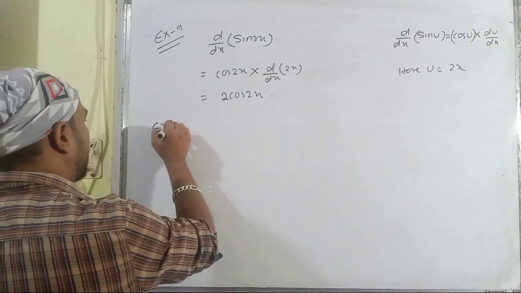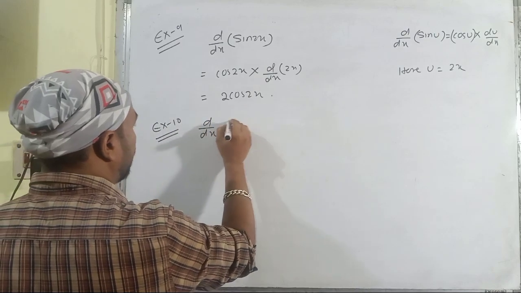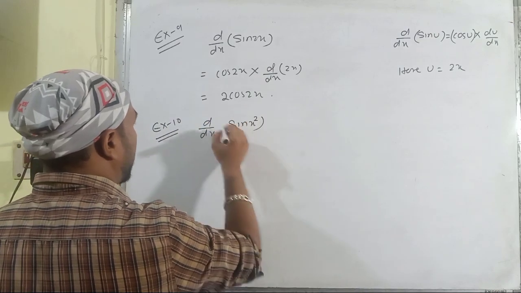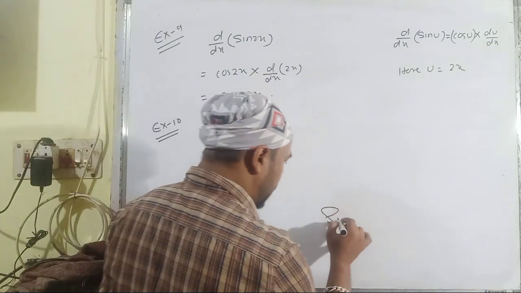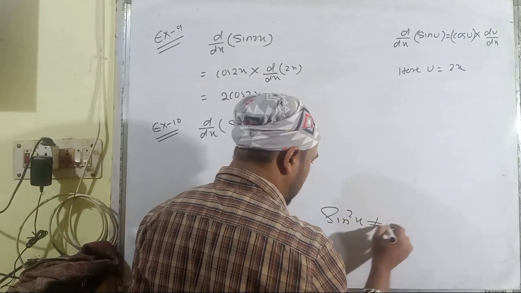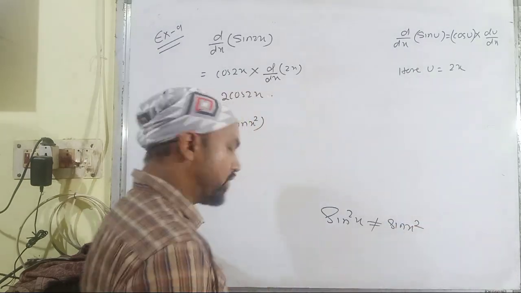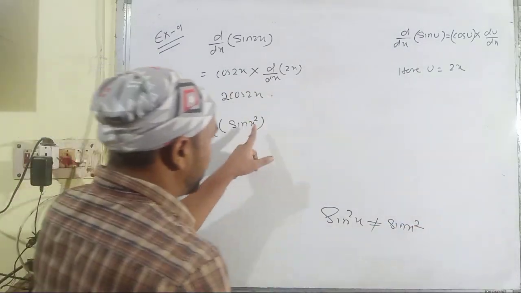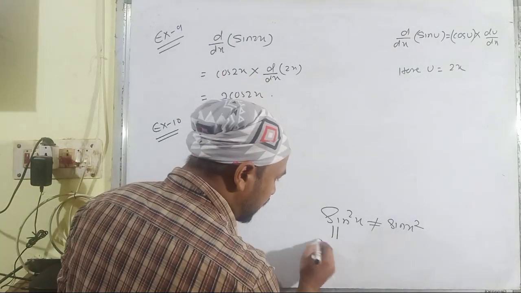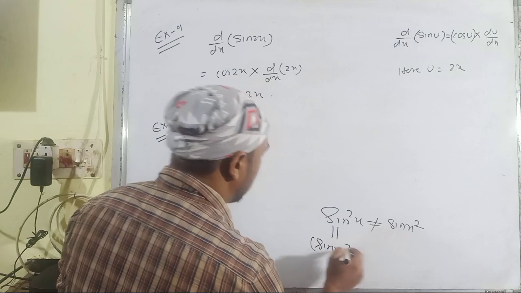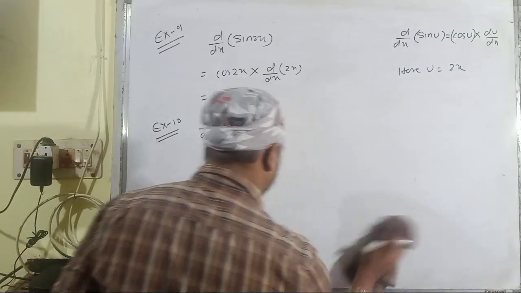Then example number 10, differentiation of sin x square. This is not sin square x, because sin square x is not generally equal to sin x square. These are different from each other. I have mentioned sin x square, because sin square x is the whole square of sin x, and we have solved it. This is sin x square.